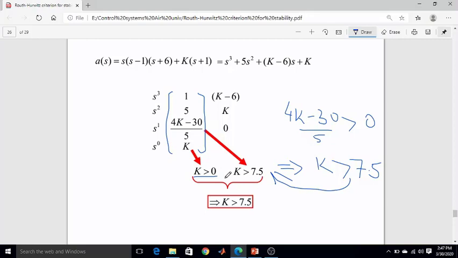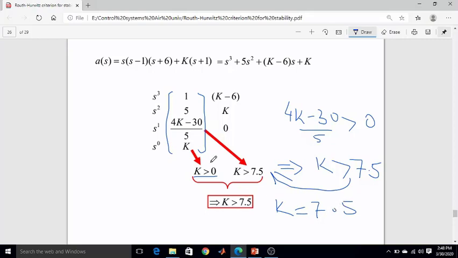Now we have these two conditions. If we look at this condition, k greater than 7.5, it includes the other condition, so we are taking k greater than 7.5. If we take k greater than 7.5, this system is going to be stable all the time, so all the poles will be in the left half plane and there will be no pole in the right half plane. However, for k equal to 7.5, what happens?